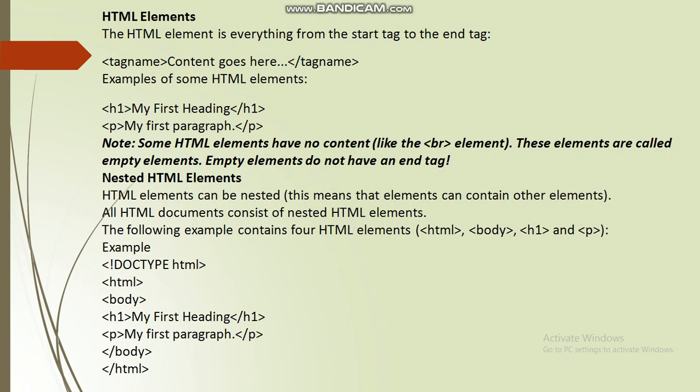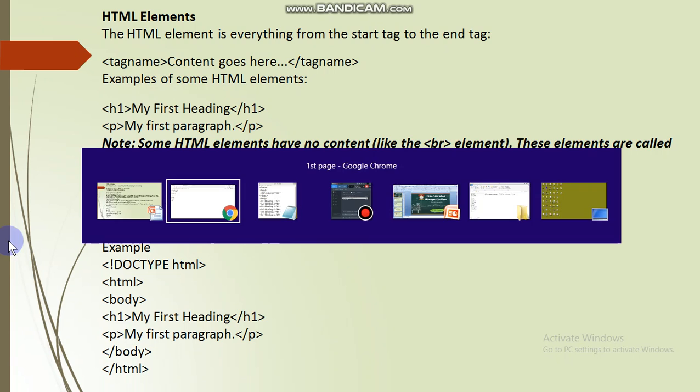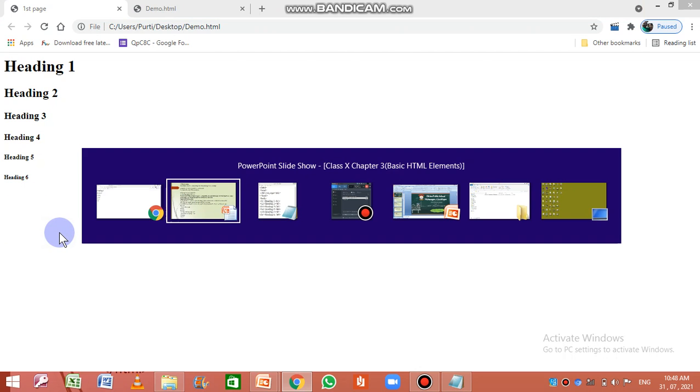Nested HTML elements. What are nested HTML elements? Dear student, if you have observed, HTML elements can be nested. This means that an HTML element can contain other elements. All HTML documents consist of nested HTML elements. The following example contains 4 HTML elements, for example HTML, body, H1 and P. If you look at this example in the notepad, you will understand what it means.